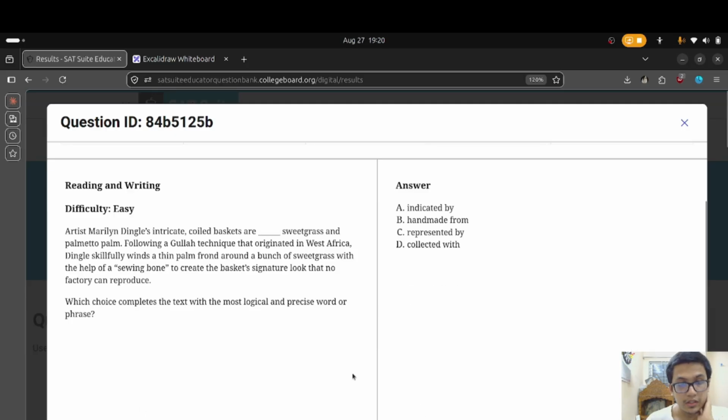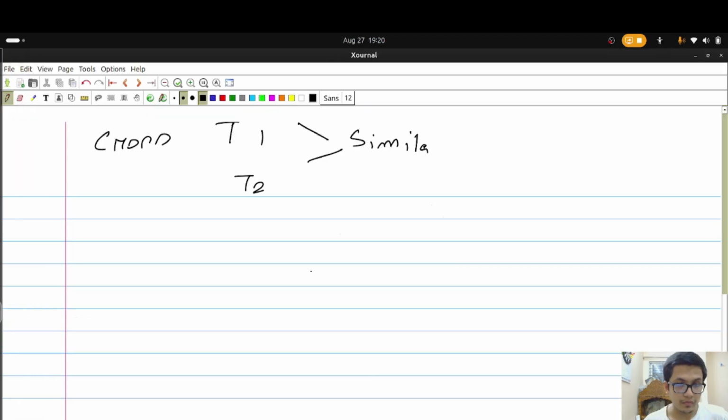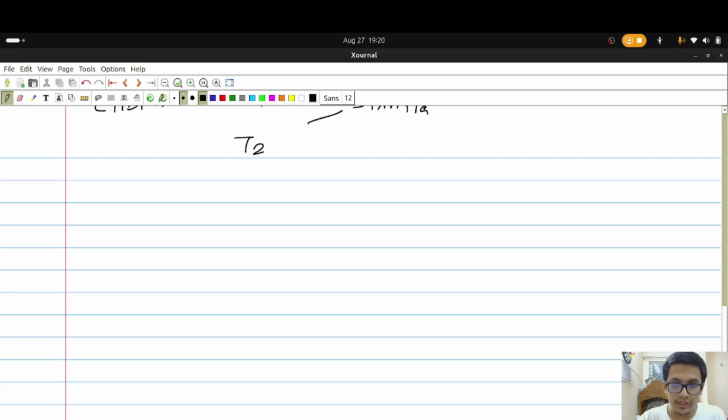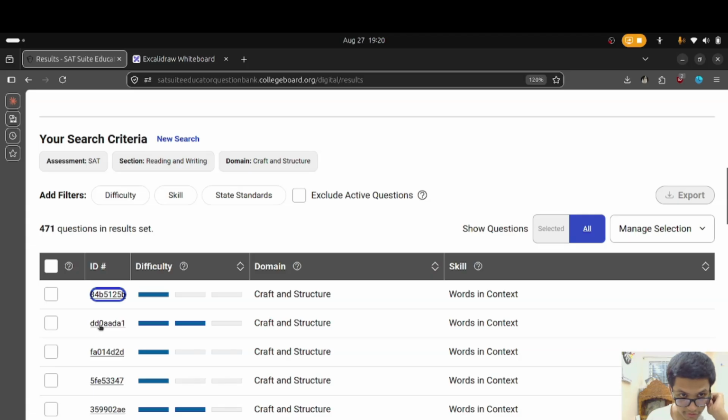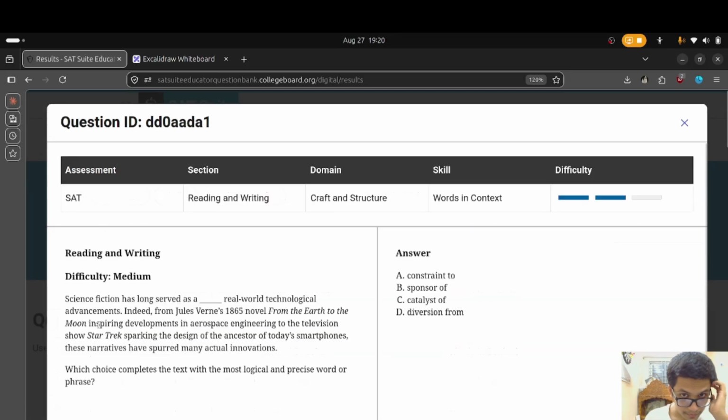Now you may ask why. Because it's a basket, and the second line of the passage describes how he makes it. In the passage he winds the palm around a bunch of sweetgrass with the help of a sewing bone. Sewing means sewing the basket, so it already indicates it. The difficulty level might be too easy, I guess. That's why it was so easy. Let's go to the next question.